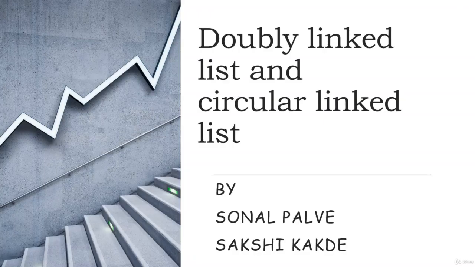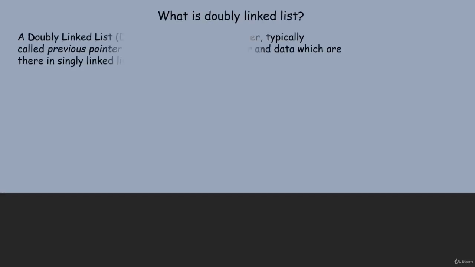Hello guys, welcome to the course and let's get into the next part of our course, that is doubly linked list and circular linked list. So at the very first, what is doubly linked list? A doubly linked list contains an extra pointer typically called previous pointer together with next pointer and data which are there in singly linked list.